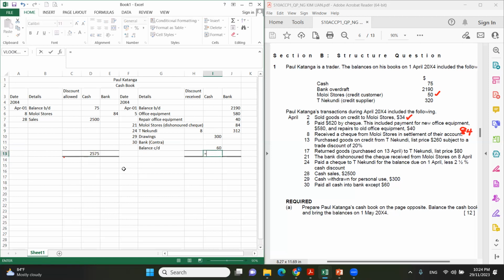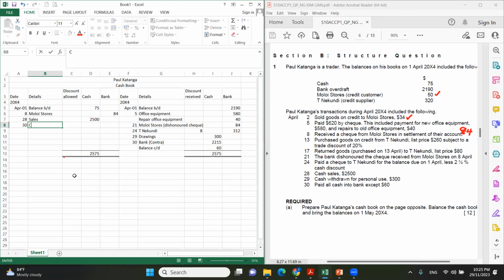Always remember accounting entry, debit and credit must be the same amount. So since this is more, we take this 2575. And how do we get this one? We get the total debit minus the credit. So this is how we get the money transferred to the cash book. So this amount on the 30th.